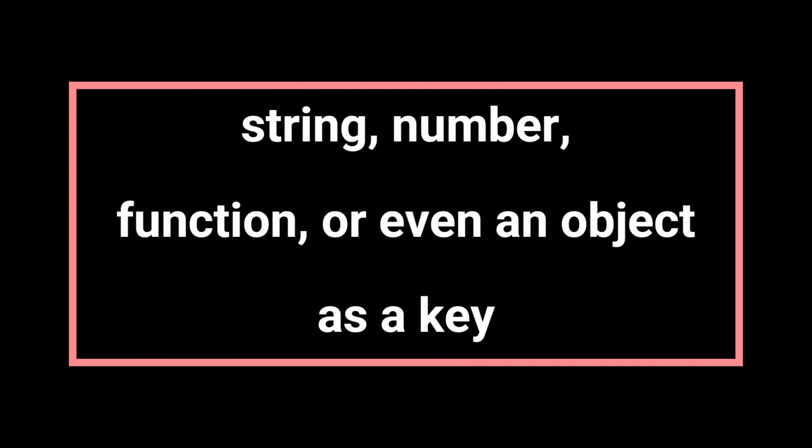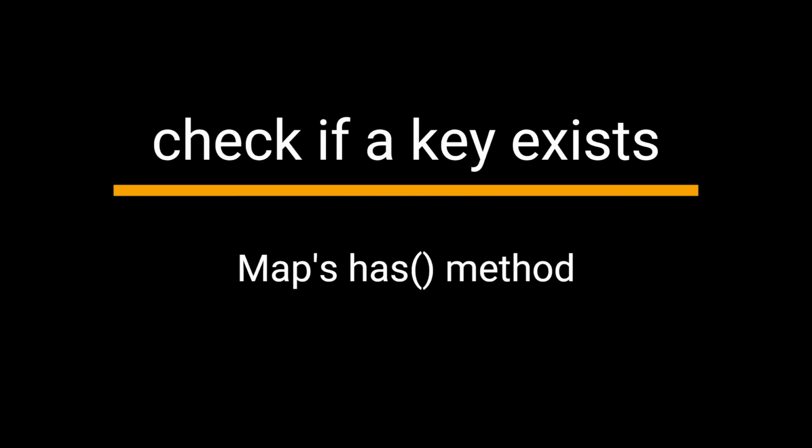One key advantage of using the map object is that you can use any value, whether it's a string, number, function, or even an object, as a key. This makes it a versatile data structure for various use cases. You can also check if a key exists in the map using the has method, which returns a boolean.